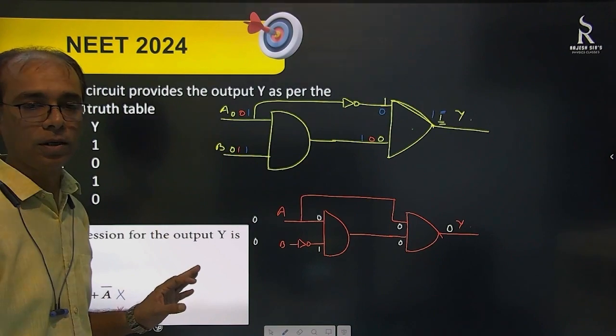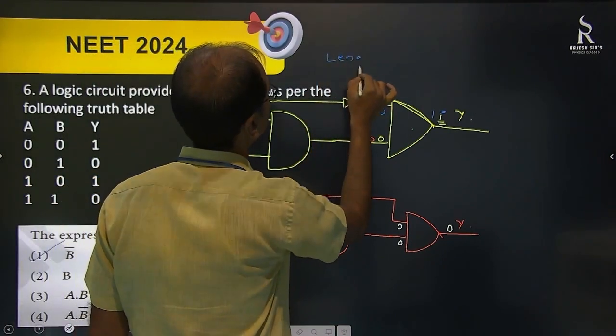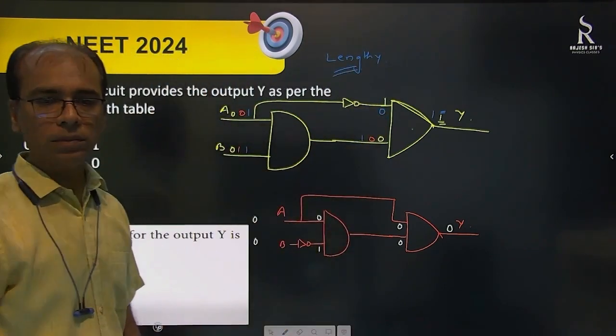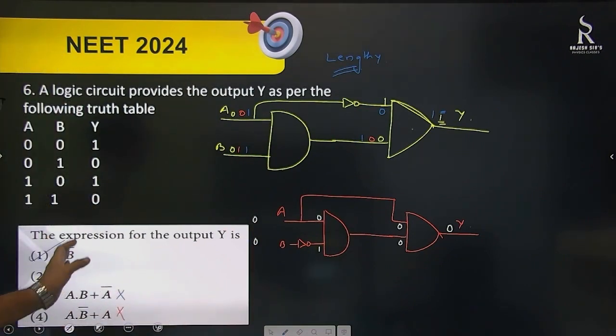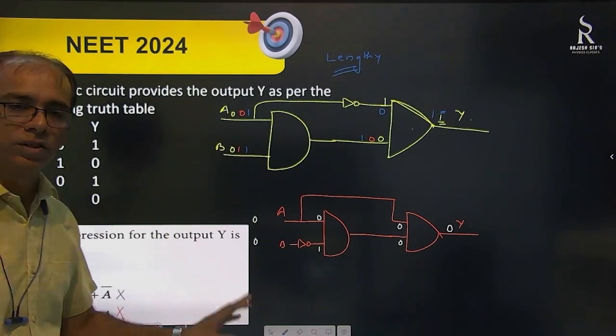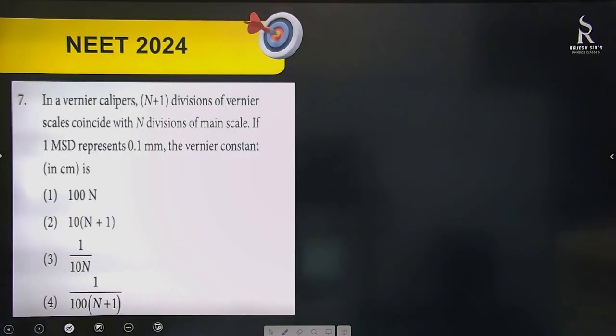So this question here becomes lengthy. Easy is okay, but lengthy. Right. Still, we had to check it. We were knowing this. This is pretty clear that this is B negation. Okay, but still, we were checking. Right. Next question.